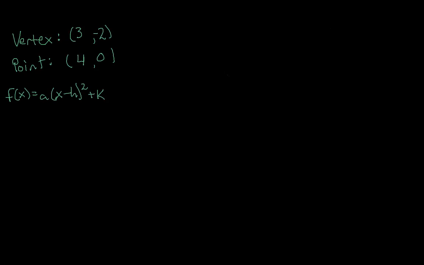All right, start plugging some things in here. So the vertex, that's how I get h and k. The point, that's where I'll get x and also f of x. Okay, so let's plug all this stuff in and solve for a. So f of x is 0, so I'll have 0 equals a. The x value I'm replacing, remember I'm replacing x here with 4. I have a positive h value, so I'm really just subtracting 3. And then my k value is minus 2.